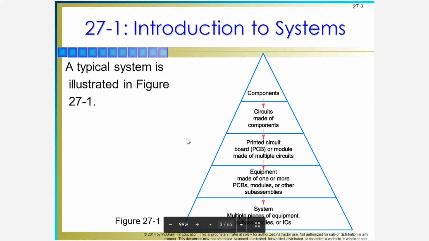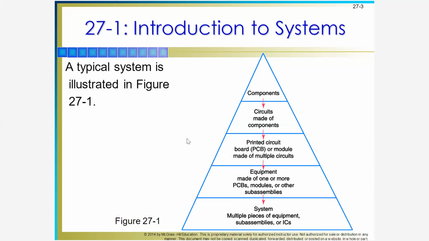A typical system is illustrated in figure 27.1. First, at the top, are the components. Examples of components are resistors, capacitors, and transistors. Then you make a circuit made of components, connected in series, in parallel, or a combination of both. Next, it is put on a PCB, a module made of multiple circuits, making all the connections together using a PCB.